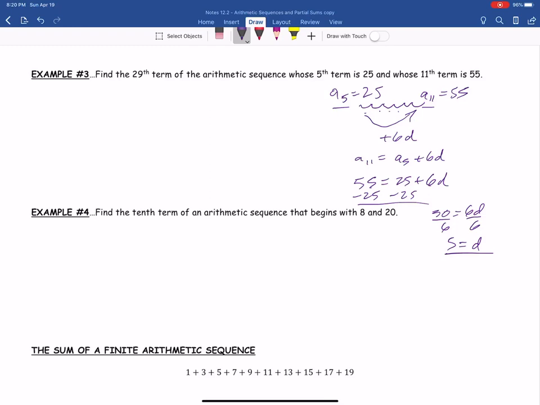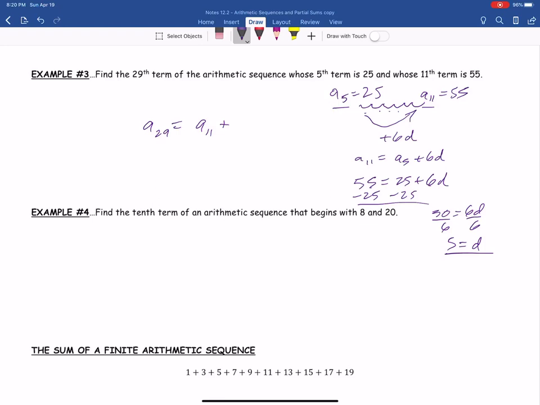Okay? And so we now need to find the 29th term. So I have a choice here. I could go back and try to find out what the first term is, but that doesn't make much sense. I'm going to use my brain here and say I want to find the 29th term. A sub 29 is equal to A sub 11 plus how many d's?